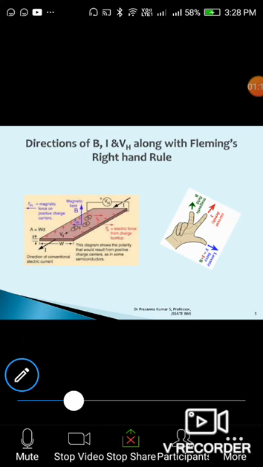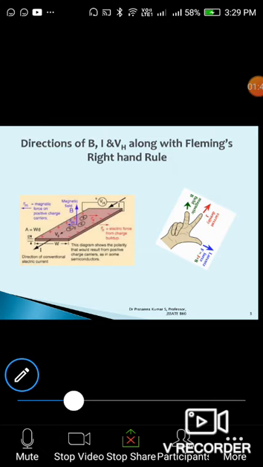Now the charges start accumulating. They are charges drifting towards the edges. One set of charges, the plus charges, drift towards one side, and negative charges drift to the other side. So there is a potential created from positive to negative charges. That potential is called VH. So that is the Hall voltage. You can identify this by Fleming's right hand rule.